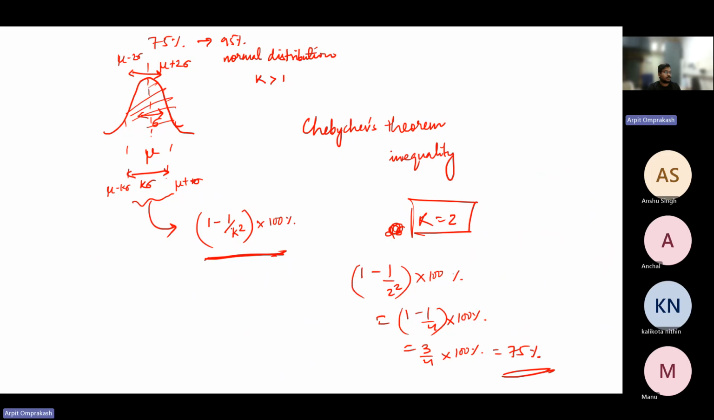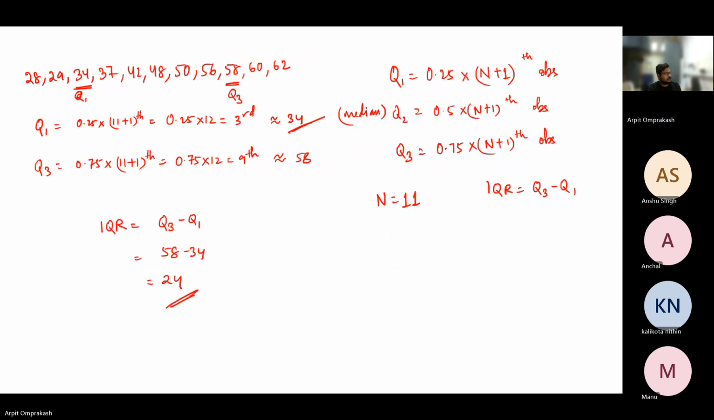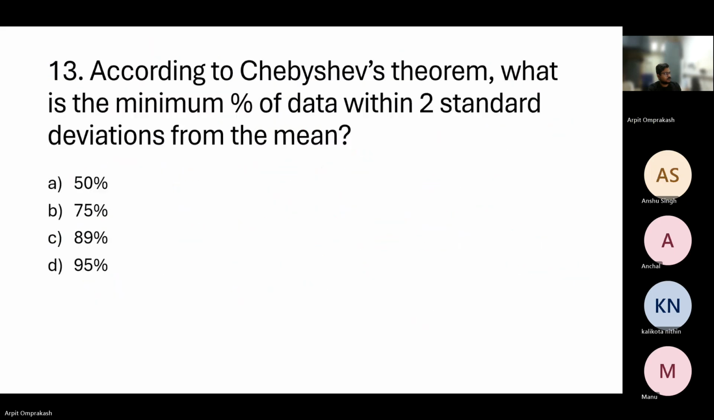So again, it is 1 minus 1 by k square, whole into 100%. That is the percentage of data within k standard deviations from the mean. So this percentage of data occurs in mu minus k sigma to mu plus k sigma. And if we input the value of k equal to 2, we get 75%. So the answer here will be option B, 75.